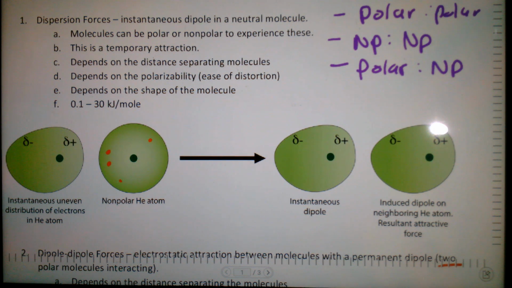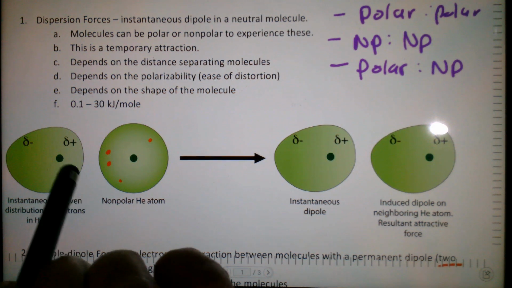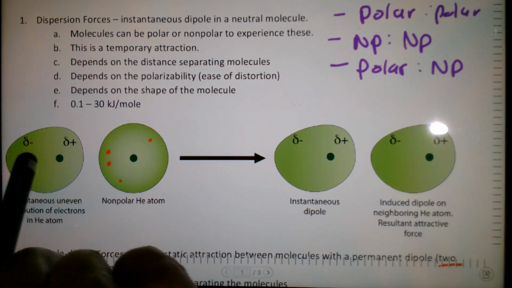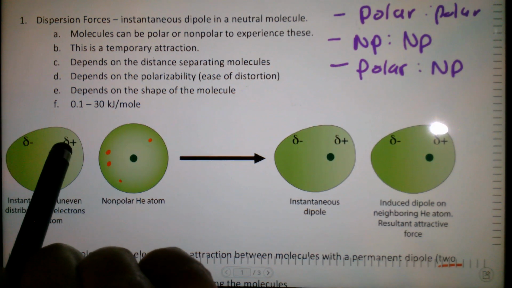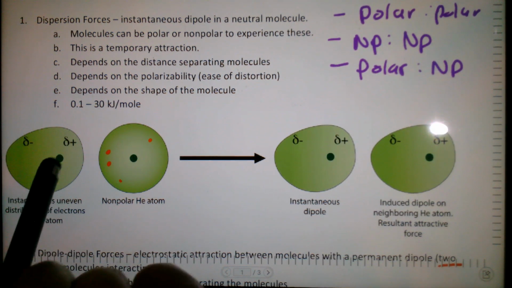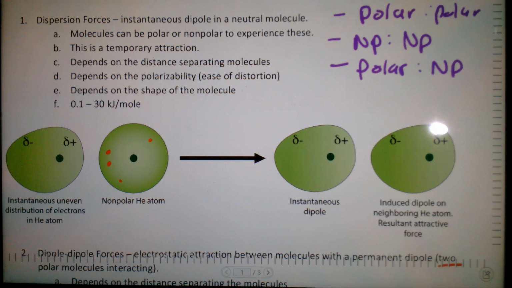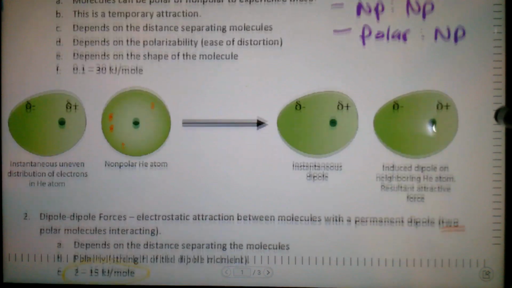And again, a dispersion force is just kind of pushing electrons around, if you yourself have some sort of dipole, whether it be a permanent dipole, like we would see with polar, or whether it's a spontaneous dipole, like we see with nonpolars. So this will happen with all of our different types of molecules.